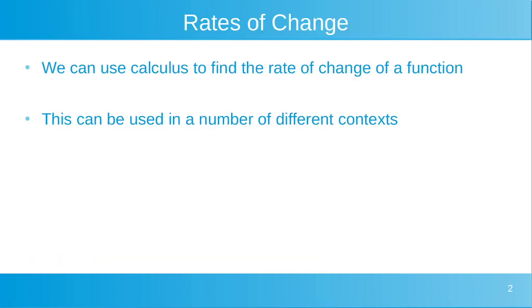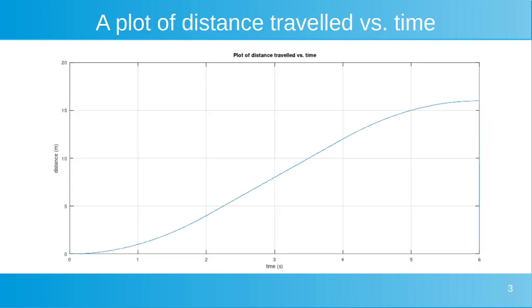We can use calculus to find the rate of change of a function, as we've seen in our previous videos. So what we do is we find the derivative of the function to get its rate of change at a point. This can be used in a number of different contexts. So for our initial example, we're going to look at the motion of an object.